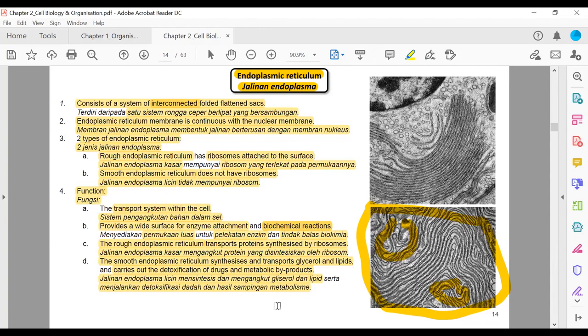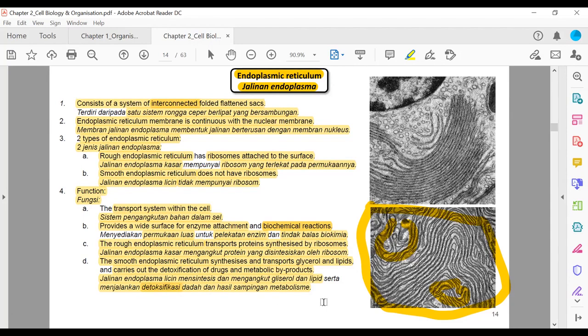Lemak dihasilkan di SER. And also to transport glycerol, untuk mengangkut glycerol, di mana glycerol ialah bahan yang diperlukan untuk menghasilkan lemak. Glycerol diperlukan untuk menghasilkan lemak. Okay, we are going to learn that in chapter 4 later. Another function, SER carries out detoxification of drugs and metabolic byproducts, menjalankan detoksifikasi darah dan hasil sampingan metabolisme.